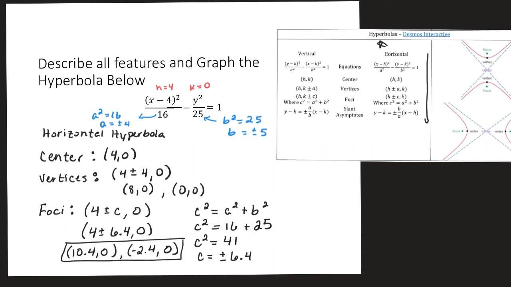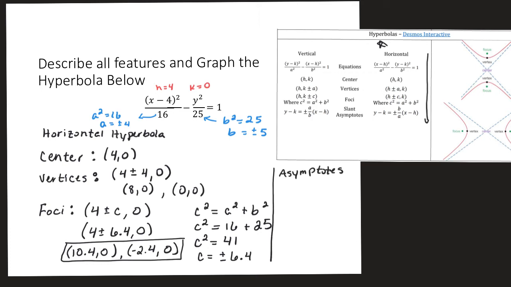I found my C value to be plus or minus 6.4, and so when I added that onto my center and subtracted that from my center, I got 10.4, 0 and negative 2.4, 0. Okay, the last thing that I can find are going to be my asymptotes. My asymptotes are two lines.